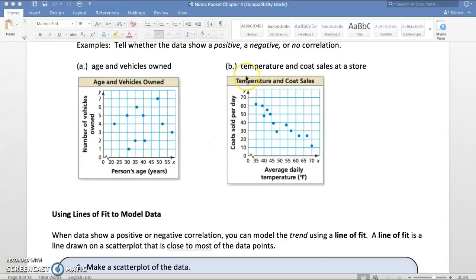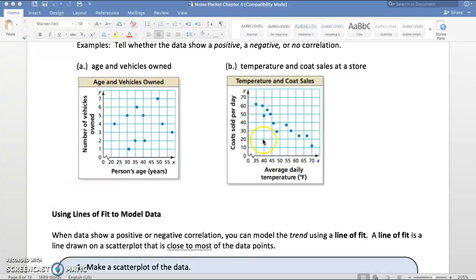Let's look at letter B. Temperature and coat sales at a store. So we're going to take a look as the temperature goes up. Okay, as our temperature increases down here on the x-axis, you always start on the x. What happens to our coats sold per day? When it's 35 degrees, we sell around 60. When it's 70 degrees, we sell around 10 coats. And in between, it looks like as the temperature goes up, the coat sales go down.